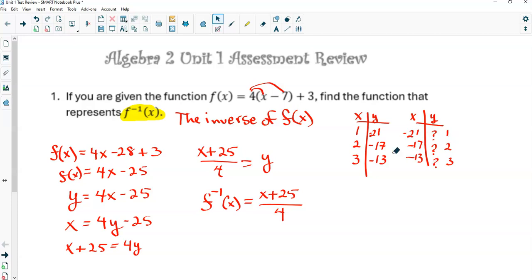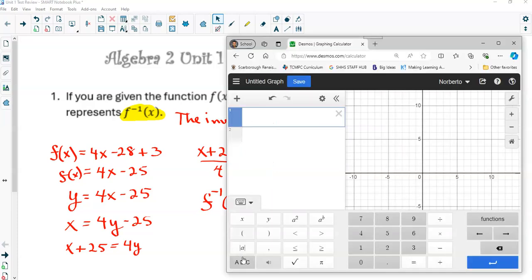If it's negative 17, then you have 25 minus 17, which is 8. 8 divided by 4 is 2. If this is negative 13, you have 25 minus 13, that would be 12. 12 divided by 4, that is 3. Now, I wanted to show you that you could do this on Desmos. If you don't know how, I learned this the other day myself.